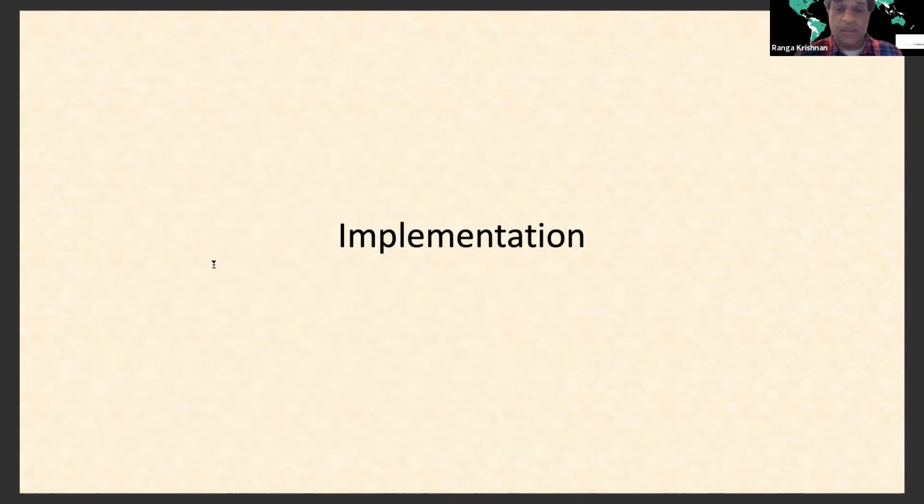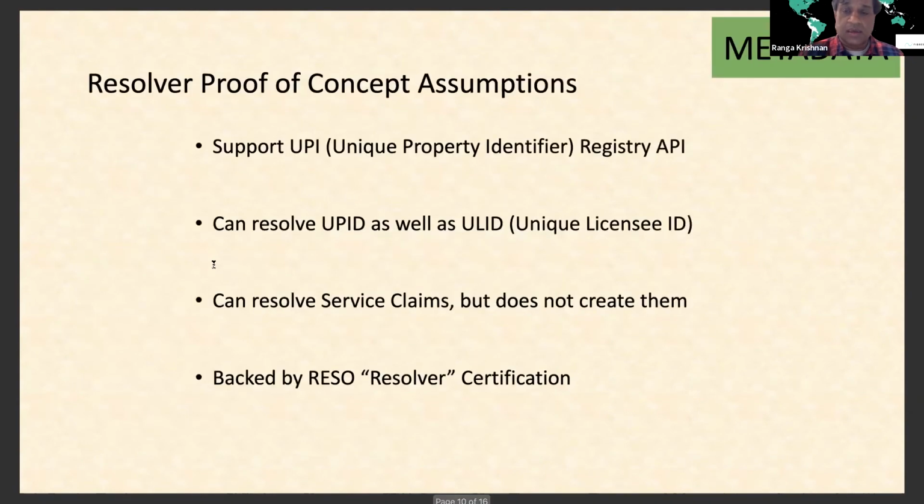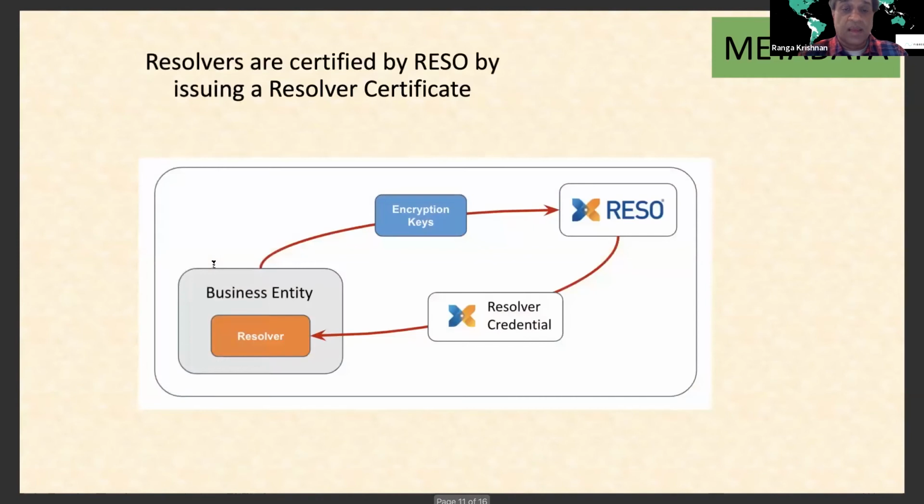So I'm quickly going to talk about the implementation. I'll leave more time for some questions to answer some specific things about how this relates to other aspects of what's been talked about today. Some of the assumptions in the proof of concept that we've built are that we should be able to support the unique property ID, and also the unique licensee ID. We are not at this point doing the recording of these service claims, but just the responding to queries about them. And there should be a way to certify a resolver using a certificate from RISO. That certificate happens through a normal certificate issuance process, where the business entity would provide its public key to RISO, and then RISO, which would have a unique organizational ID for it, would then provide it the certificate.